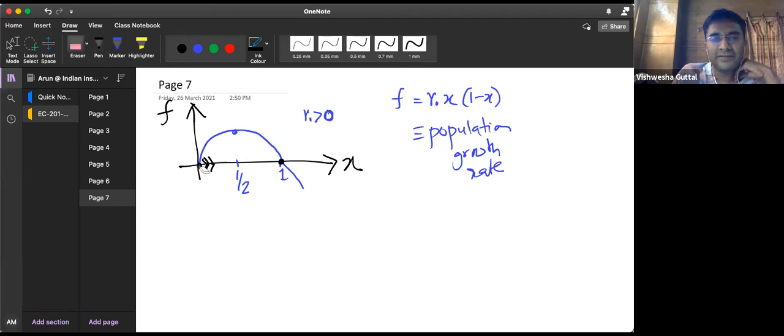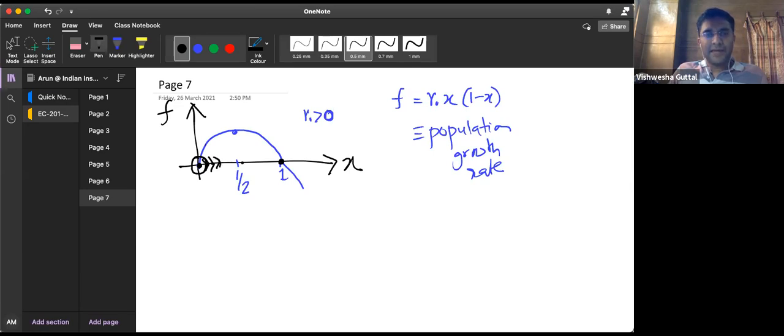Do you agree with that? Unstable equilibrium, what we usually do is denote it by an open circle.